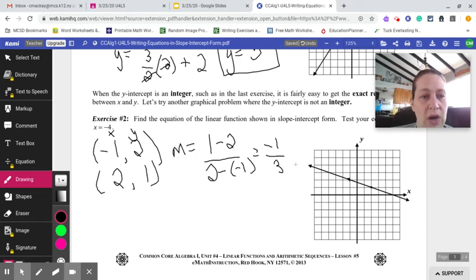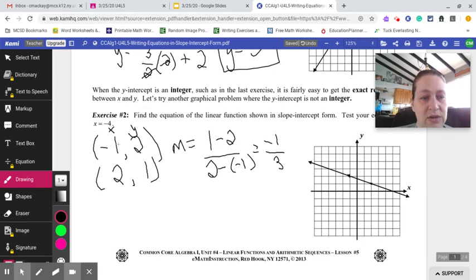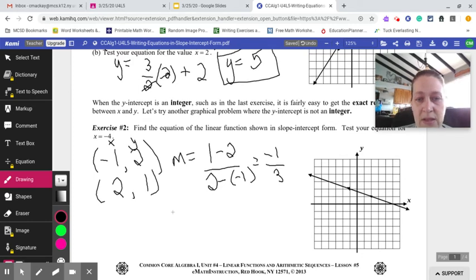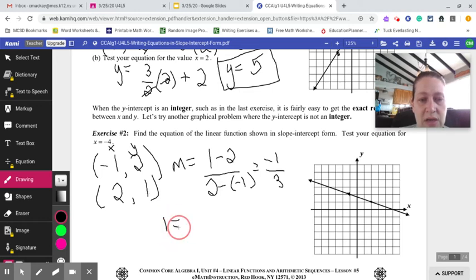And we don't know our y-intercept, but they tell us that x equals -4. So let's see. I'm going to use this set of data and see if I can figure out what my b is. This is my x, this is my y. So 1 equals -1/3 times 2 plus b.